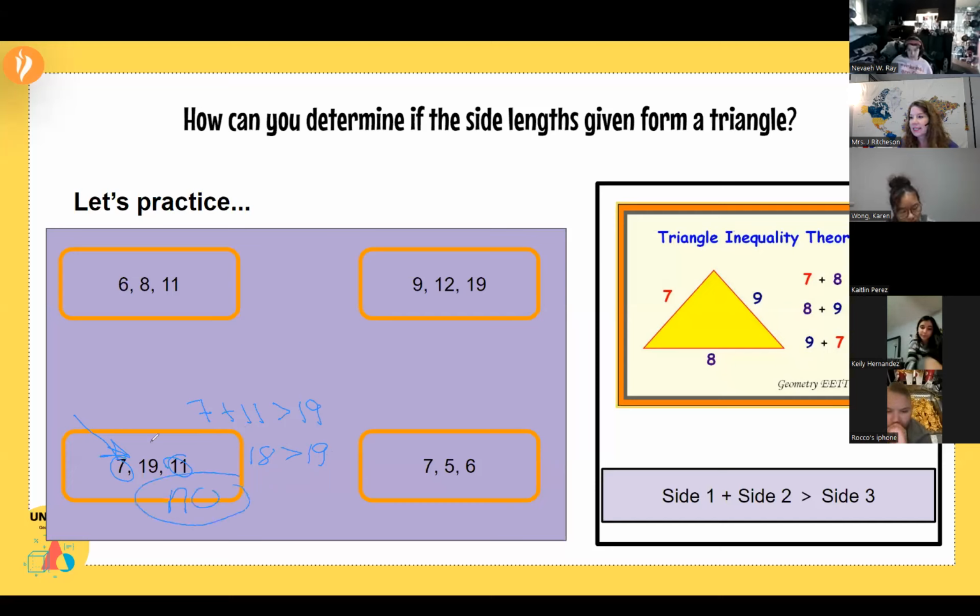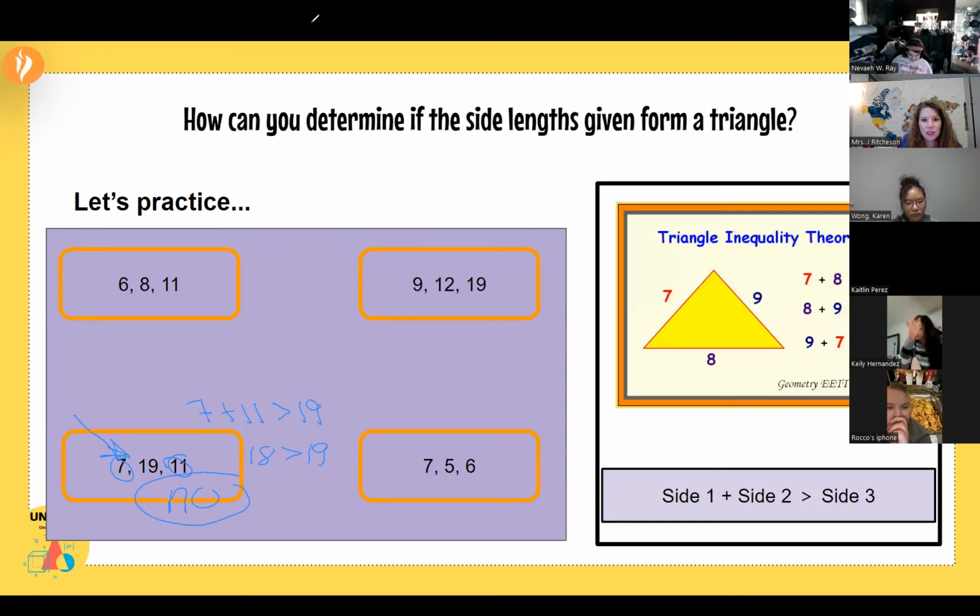These three side lengths. So let's say I had 3 straws. One was 19 inches long, one was 7 inches long, and one was 11. If you tried to fit those together and make a triangle, it's not going to work. You're not going to be able to create a triangle with those side lengths. Okay, do you understand? All right, so you guys do the other 3.